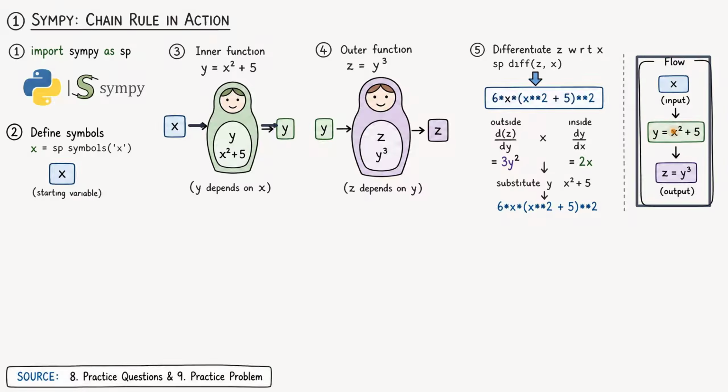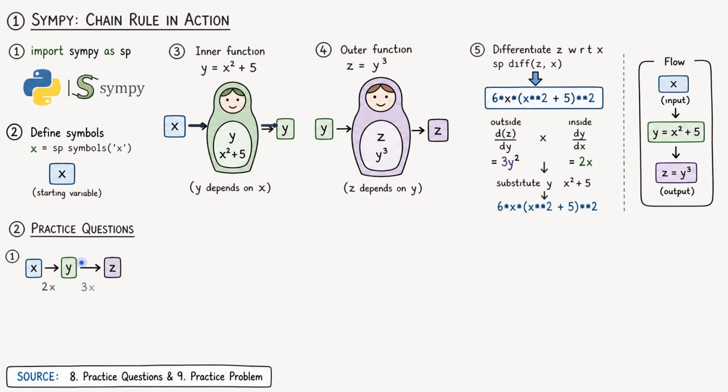Let's test this intuition with a few quick questions at the bottom. First, if y changes twice as fast as x and z changes 3 times as fast as y, how much faster does z change compared to x? You just multiply the rates. 2 times 3 means z changes 6 times as fast.